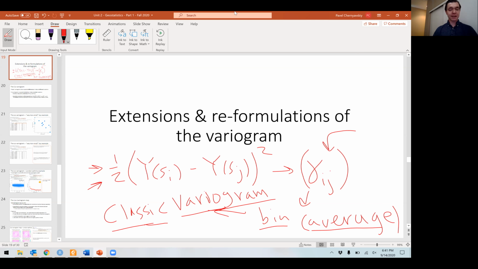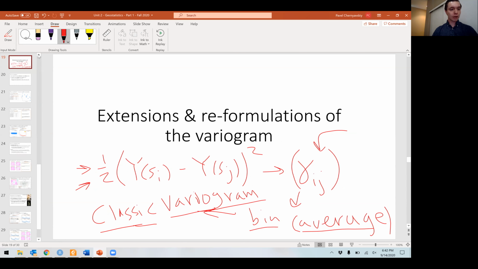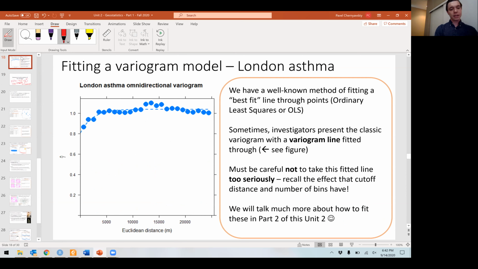If you don't know what I'm talking about when I say sill, nugget, and range, please do watch the previous video because I'll be referring to these concepts in this video. Or actually, we can go back and take a look. Here's an example. That's a good idea. So the nugget is the value that our variogram approaches as it approaches a distance of 0. So the value that our variogram approaches is around right here. So this is the nugget.